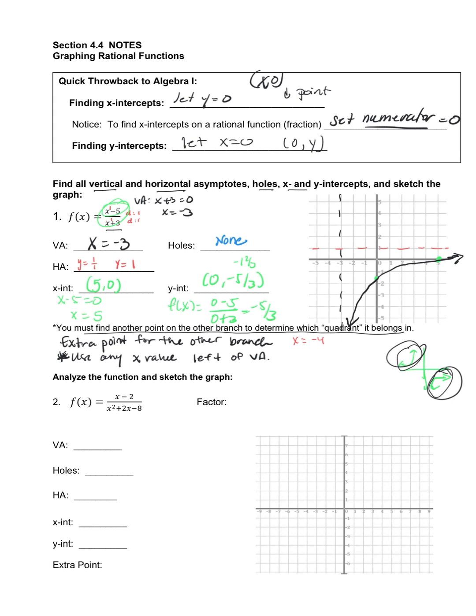So now substitute it in, so f of x equals -4 minus 5 over -4 plus 3, which gives me -9 over -1, which equals just 9. So my extra point is at (-4, 9).